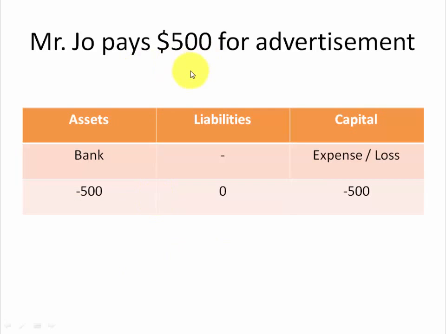Mr. Joe pays $500 for advertisement. Now, bank balance will reduce, so I have written minus 500, and advertisement is an expense which affects capital and profit. So profit will be reduced, so I have written minus 500 here. So minus 500 is equal to 0 plus minus 500. So it equates.